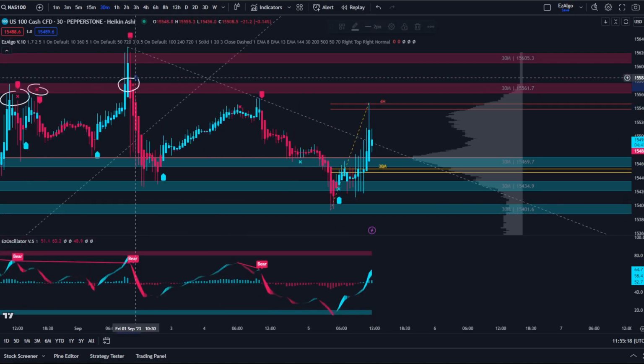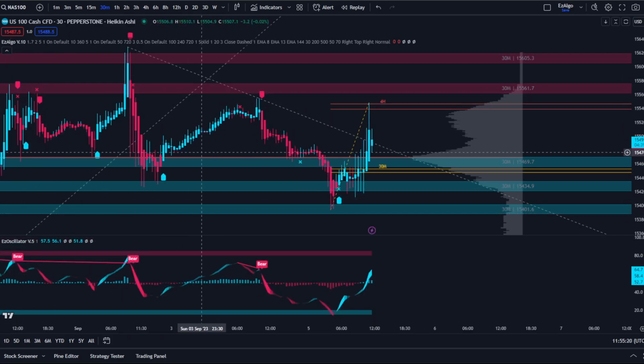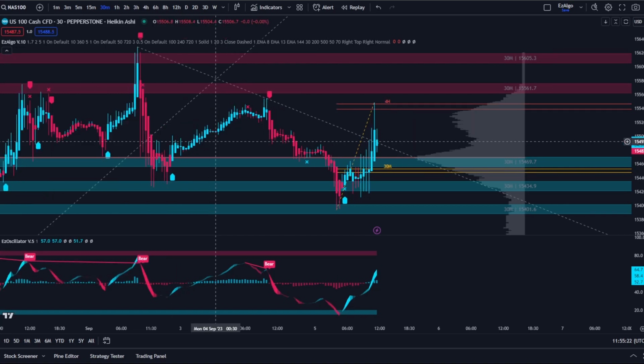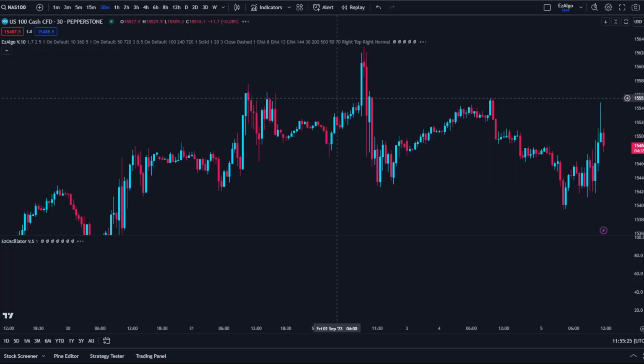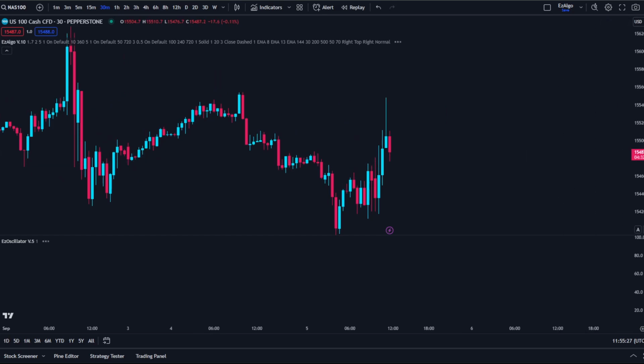Now, a question I get all the time is, does this indicator work on Japanese candles? Because I'm using them on Heikin Ashi. And the answer is yes. All of the inputs will be the same on Japanese candles.